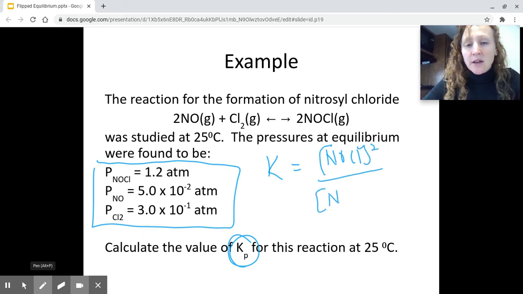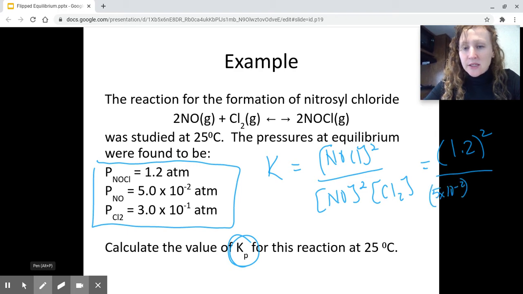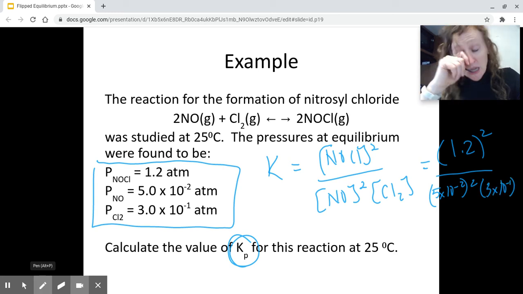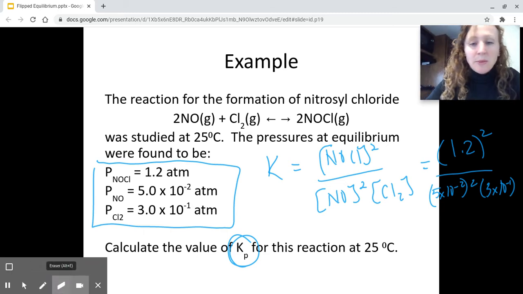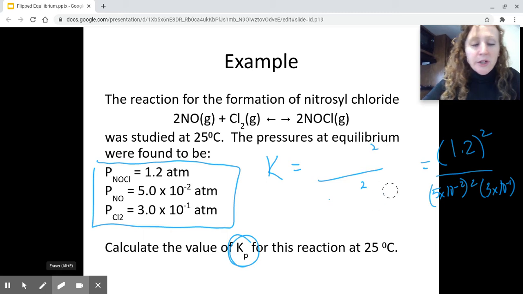NOCl squared over NO squared Cl2 raised to the first. And now I'm going to plug in my values. 1.2 atmospheres squared over 5 times 10 to the negative second squared, 3 times 10 to the negative first to the first. Okay, now I wrote my K equation in terms of concentration, but I plugged it in terms of pressure. And so I'm going to readjust here. And instead of writing it in terms of concentration, let's write it in terms of pressures.